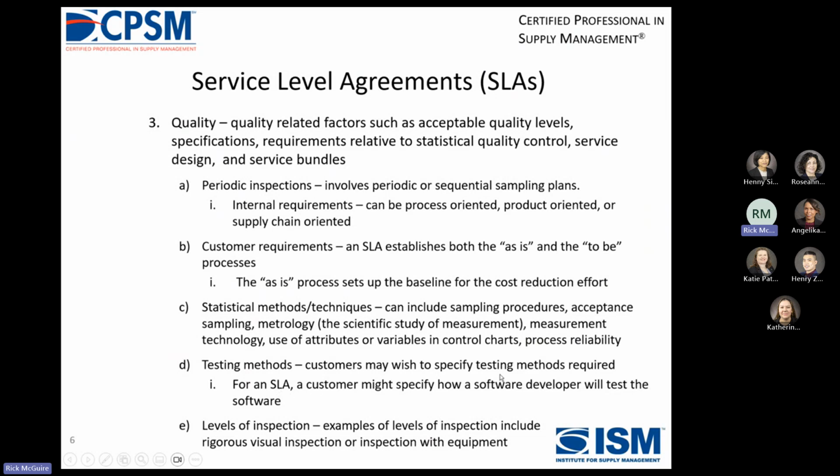Testing methods: customers may wish to specify testing methods required. Usually that's the case. For an SLA, a customer might specify how a software developer will test the software. And then levels of inspection. Rigorous visual inspection or inspection with equipment. I mean, how are you going to inspect the product? Are you going to inspect it at all?